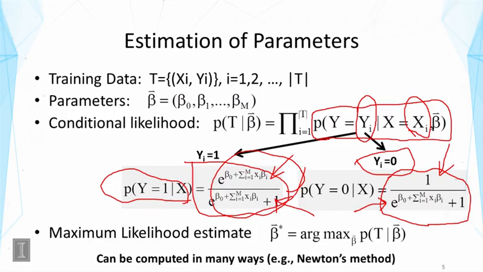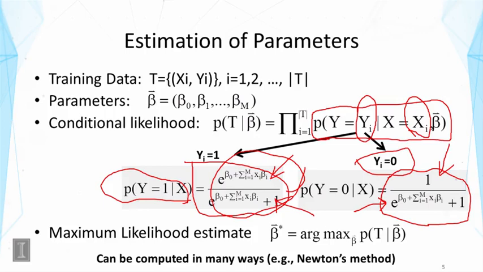So as in other cases, when you compute the maximum likelihood estimator, basically that's to find a set of beta values that would maximize this conditional likelihood. And this again gives us a standard optimization problem. In this case, it can be also solved in many ways. Newton's method is a popular way to solve this problem. There are other methods as well. But in the end, we're going to get a set of beta values.